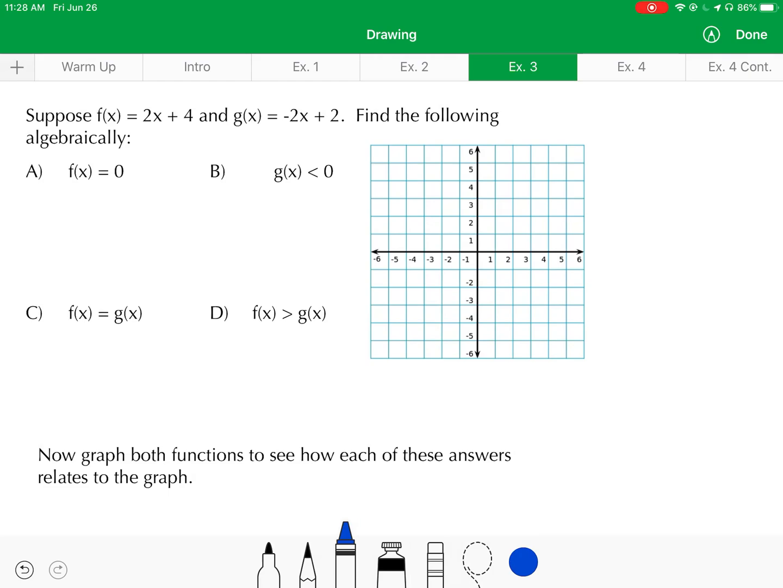So the first question is, when is f of x equal to 0? Now, algebraically, I can just solve that essentially with substitution. F of x is equivalent to 2x plus 4. So I want to solve that for x. That would be when x is negative 2.